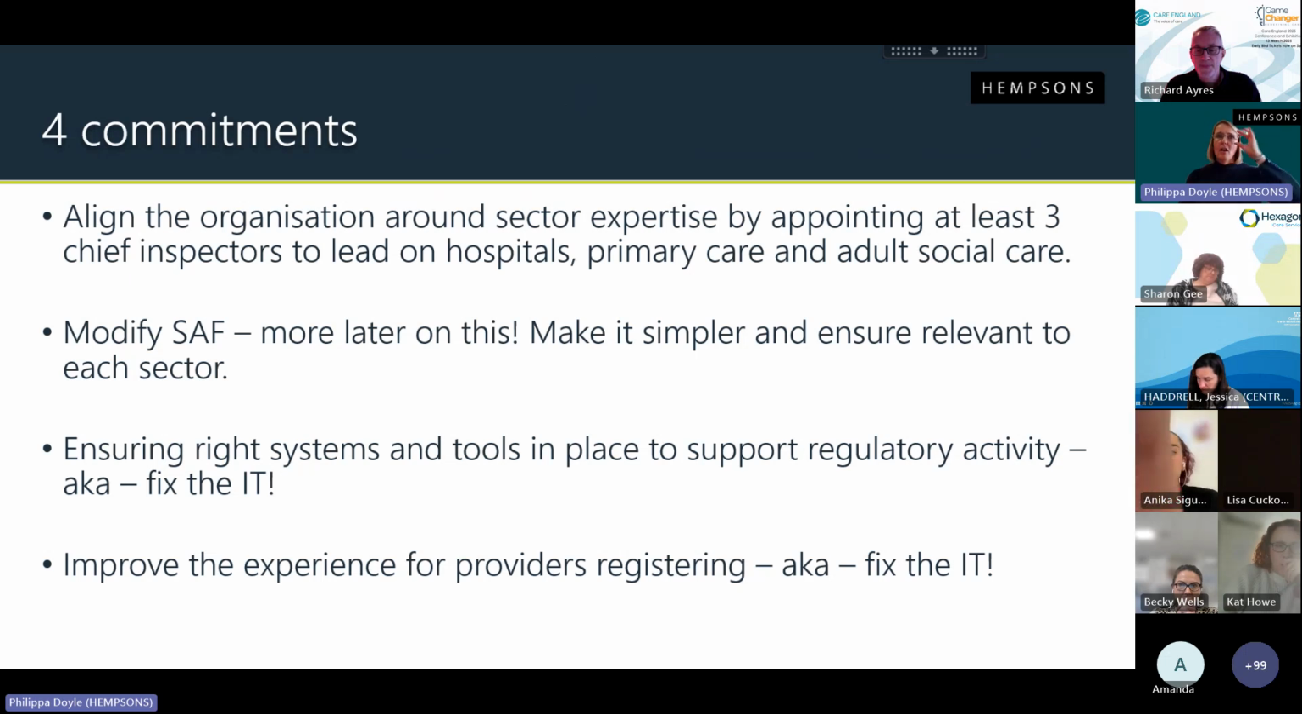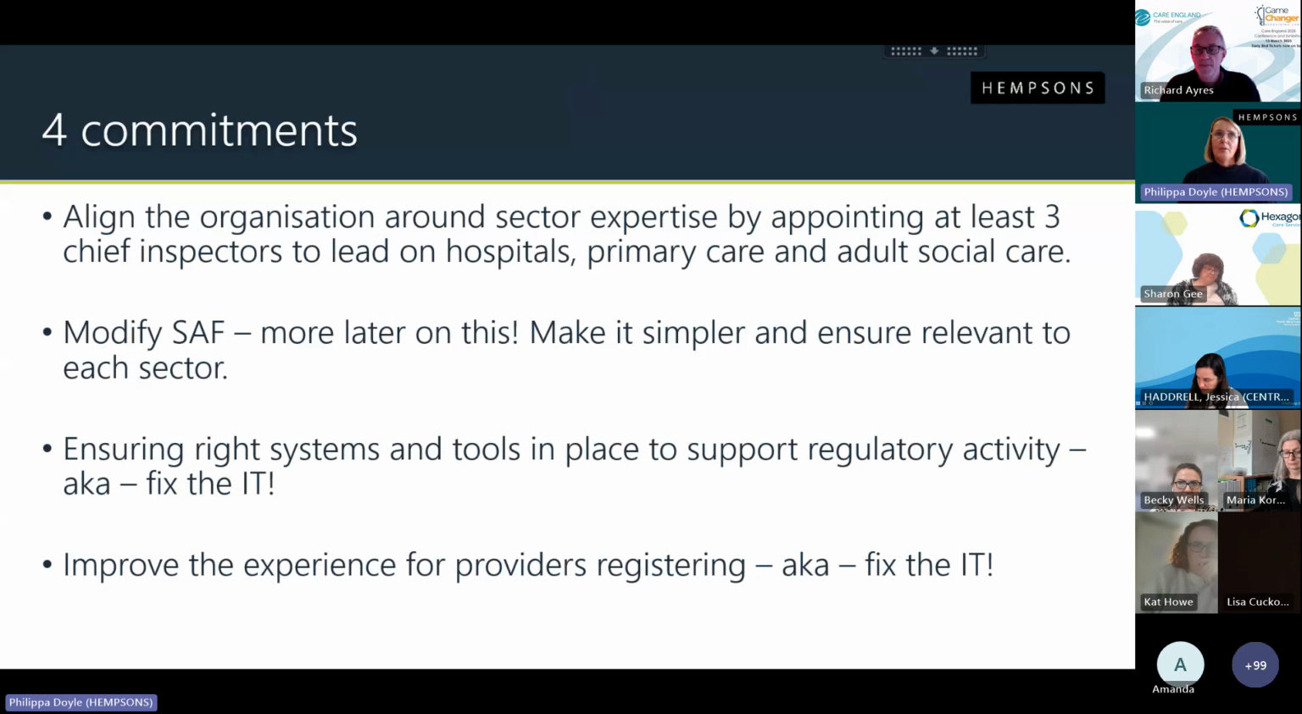So those 4 commitments are that they're going to align the organisation around sector expertise. So there's going to be 3 chief inspectors at least, 1 on hospitals, 1 on primary care and 1 on adult social care. It's great having this single assessment framework where everybody is assessed in exactly the same way, because the regulations do apply uniformly across the board to every regulated service. But the reality is the service that you're delivering as social care providers is very different to the service that a GP delivers, and again is very different to the service that a hospital delivers as well. You've all got to meet the same standards, but you deliver it in a different way. And so how you assess and inspect those services has to operate in a different way and come with a different mindset as well. So I do think it's really important to have those 3 different chief inspectors so that each sector can operate in a very slightly different way, but underneath the same framework.